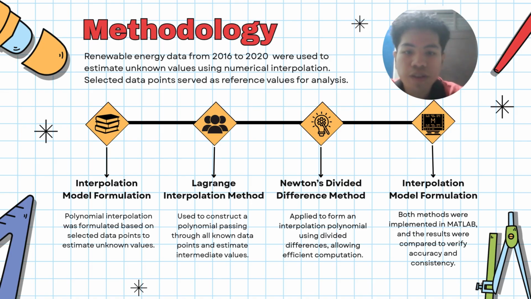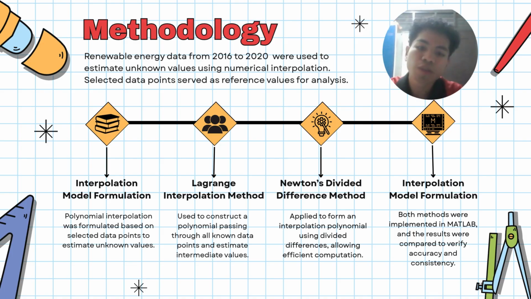For the Newton divided difference method, the procedure includes arranging the data points in tabular form, computing the divided difference for each order, constructing the Newton interpolation polynomial using the divided difference coefficients, and evaluating the polynomial to estimate the required energy generation value.